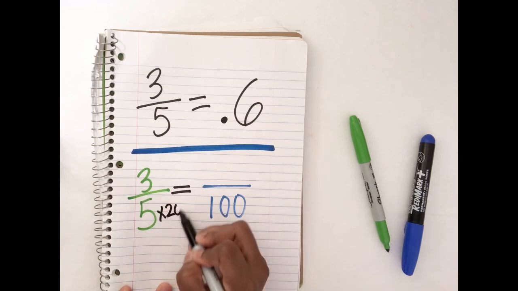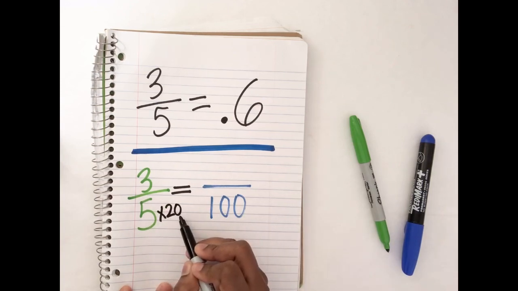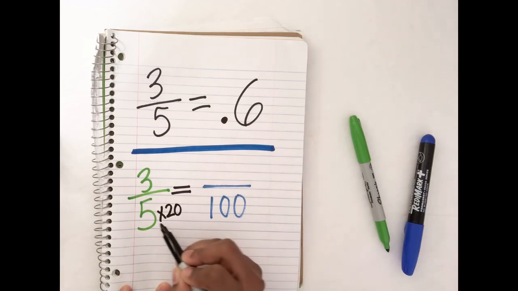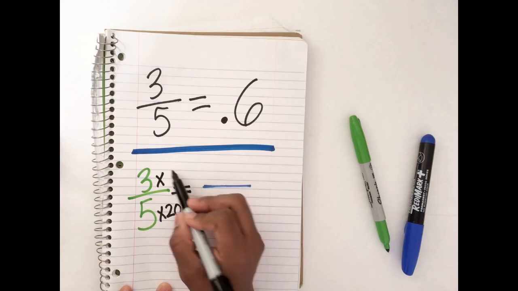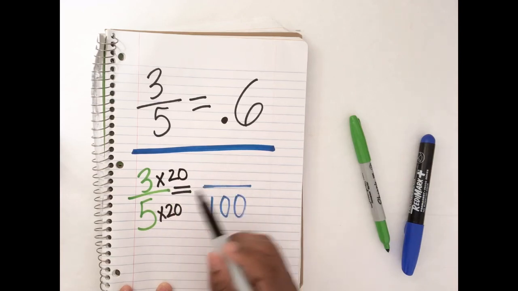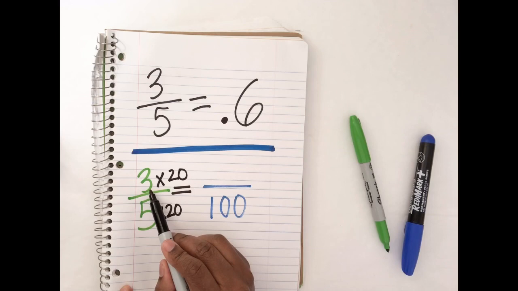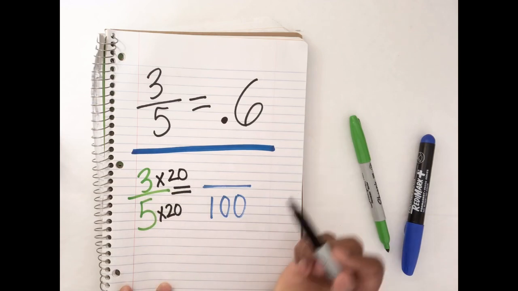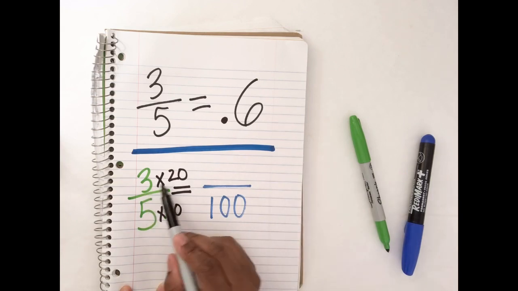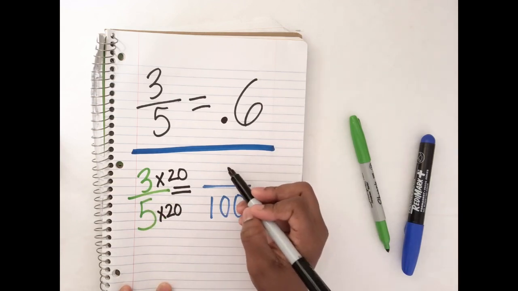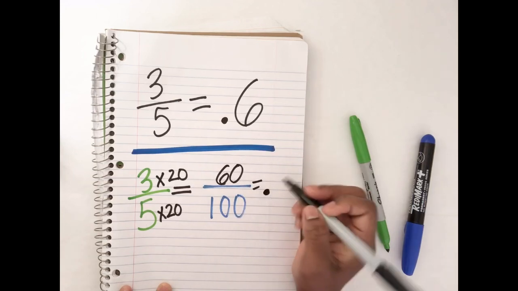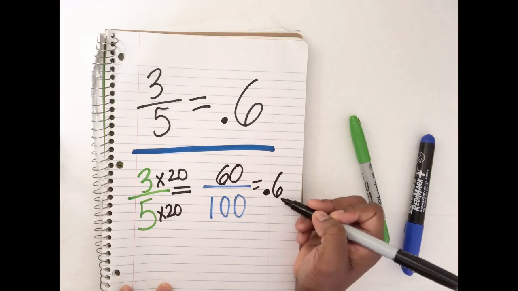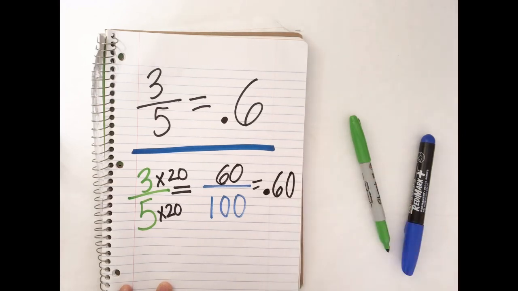20. What's 20 times 5? You said it, 100. Whatever I do to the bottom of the fraction, I must do to the top, right? And now I'm going to apply multiplication. What is 3 times 20? 60. And 60 hundredths, I write that as a decimal by putting a 6 in the tens place and a 0 in the hundreds place.